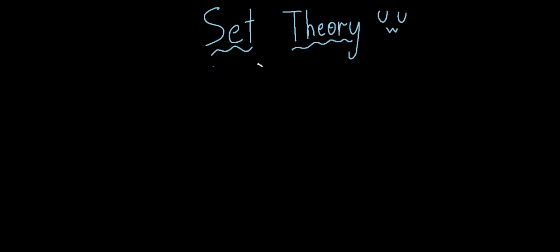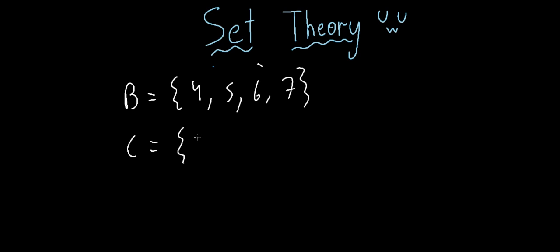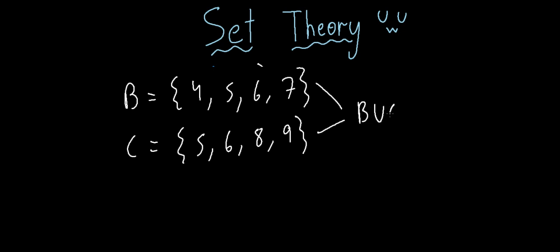Okay, next up we have union. So let's take set B, which will have 4, 5, 6, 7, and set C, which will have 5, 6, 8, 9. Now in here, what will be the union of B and C?